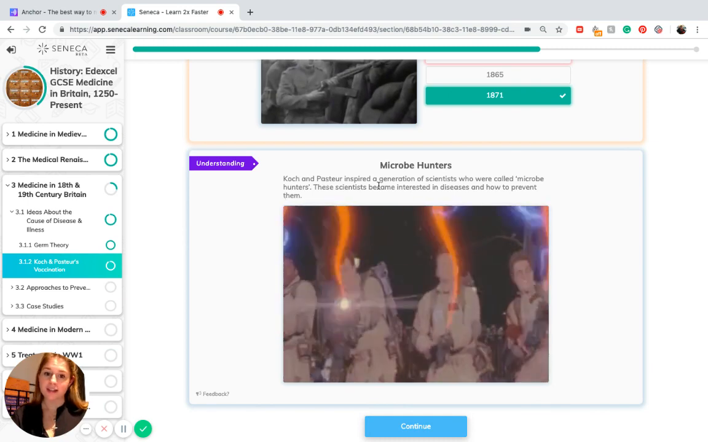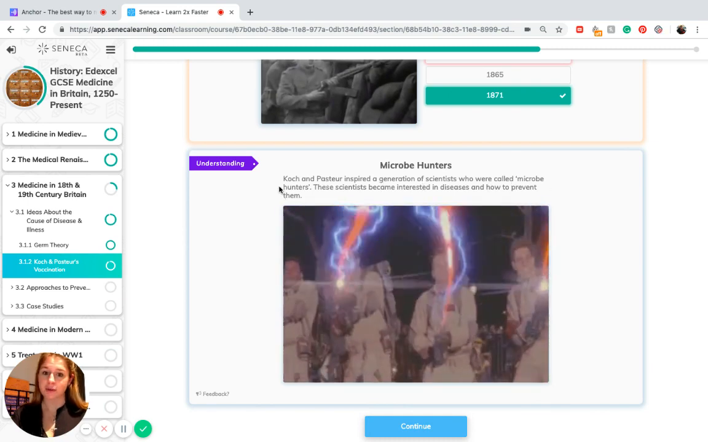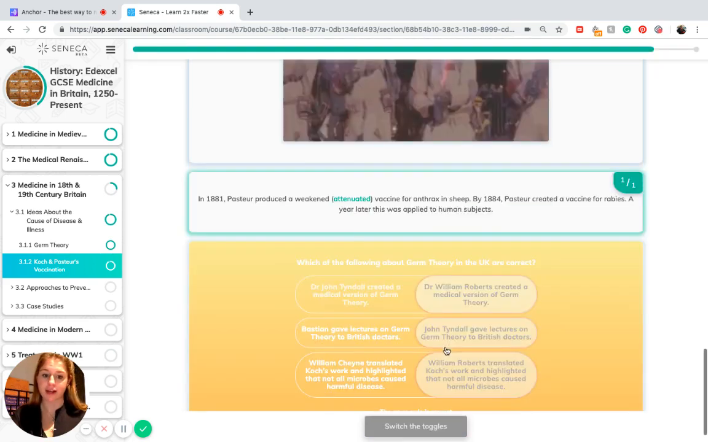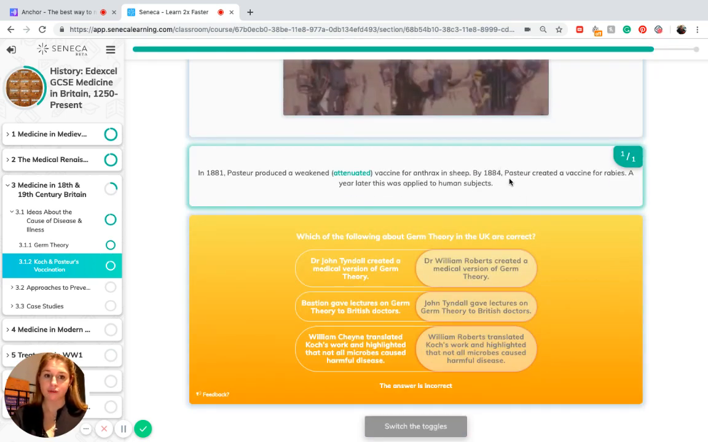So Koch and Pasteur inspired a generation of scientists who were called microbe hunters. These scientists became interested in diseases and how to prevent them. In 1881, Pasteur produced a weakened, or we can also call this an attenuated, vaccine for anthrax in sheep. By 1884, Pasteur created a vaccine for rabies, and a year later this was applied to human subjects.